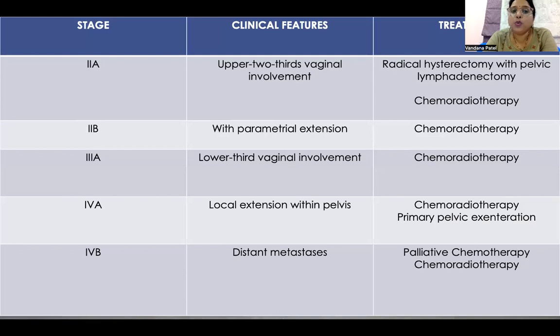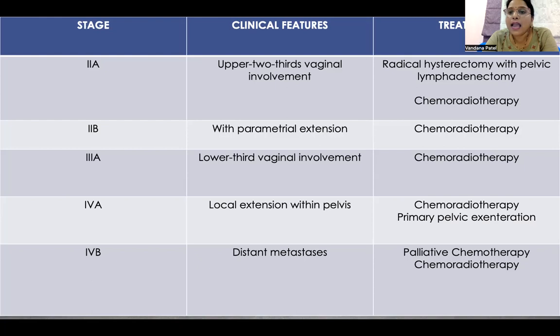Now in stage 2A and 2B, we have seen that the upper two-thirds of the vagina is involved along with the parametrium. So in this, radical hysterectomy along with chemoradiation is the choice of treatment. In stage 3A, where there is involvement of the lower one-third of the vagina, chemoradiotherapy is the choice of treatment. And in stage 4A, where there is local extension of the tumor to the pelvic wall, chemoradiotherapy with primary pelvic exenteration. So what is exenteration?